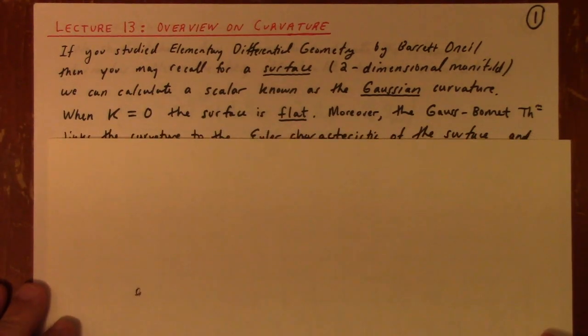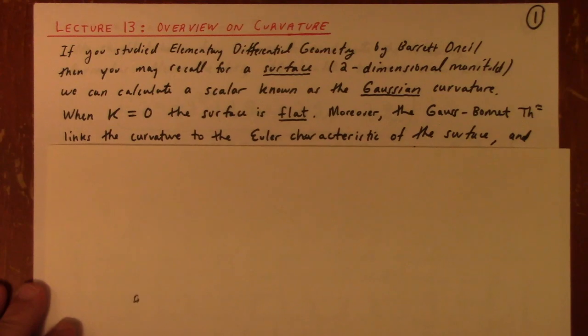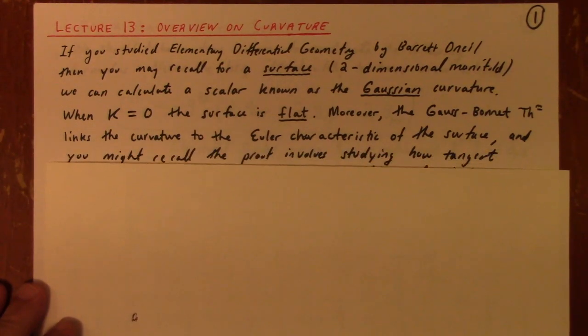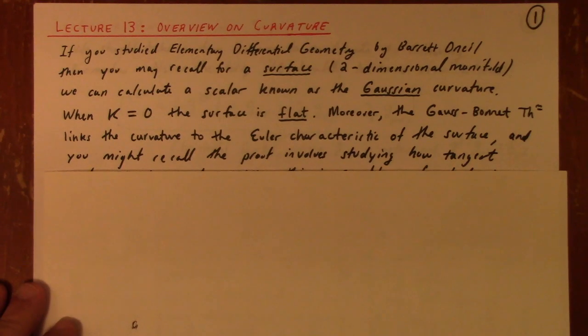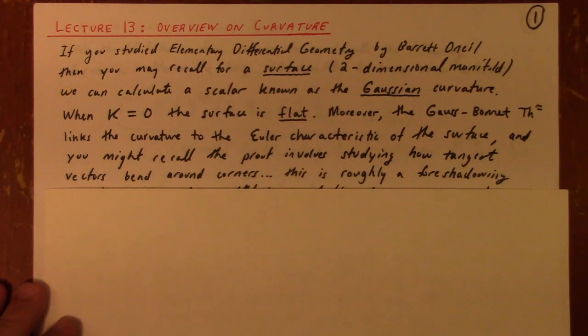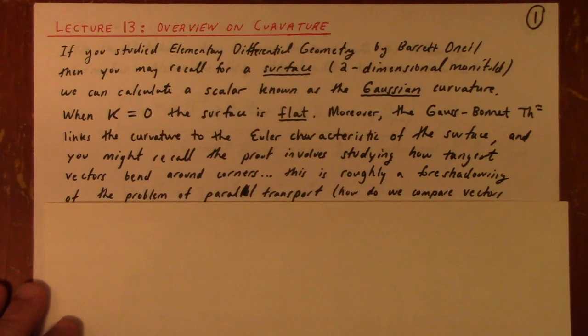Although there are connections, because you may recall that the Gauss-Bonnet theorem linked curvature to the Euler characteristic of the surface. You might recall that the proof we went through involved studying how tangent vectors bend around corners, and those angle defects, or whatever they're called. I would say that's a foreshadowing of what we'll study in the more general context, namely parallel transport of a vector. That ties into the discussion of curvature as well. So this circle of ideas, they're all linked.